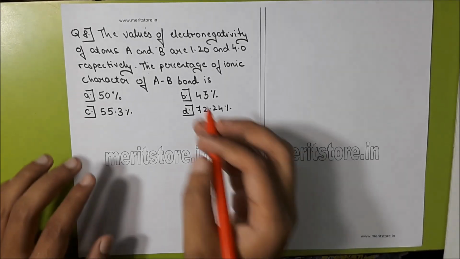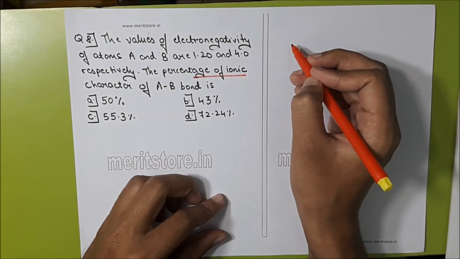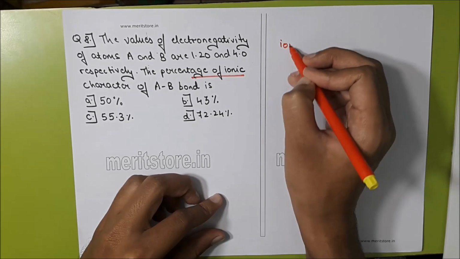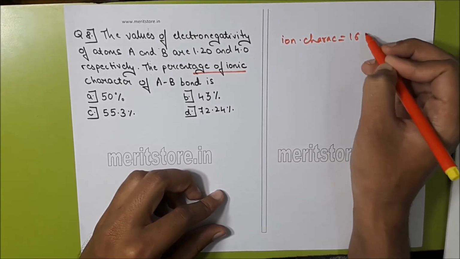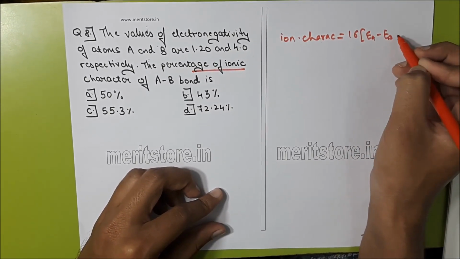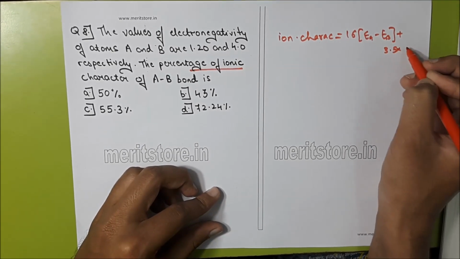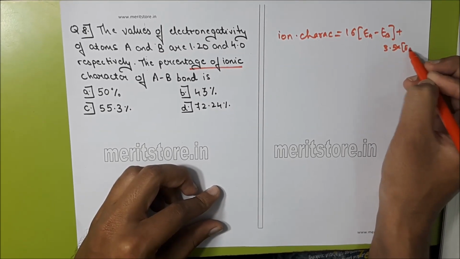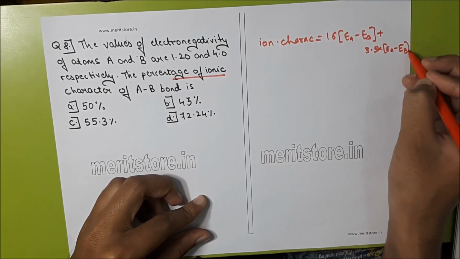Okay, we have to find the percentage of ionic character. To find it, we have a formula: percentage ionic character is equal to 16 times (electronegativity of A minus electronegativity of B) plus 3.5 times (electronegativity of A minus electronegativity of B) the whole squared.